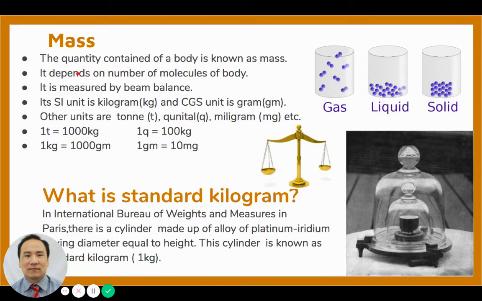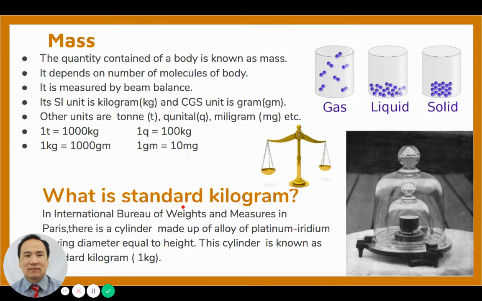And it depends on the number of molecules of the body, because with a changing number of molecules, the mass of the body can be different. And mass is measured by beam balance, or we can also call it physical balance. SI unit of mass is kilogram and CGS unit is gram. Other units of mass are ton, quintal, milligram, etc. And the relations you can see: 1 ton is 1000 kg, 1 quintal means 100 kg, 1 kg means 1000 gram, and 1 gram means 1000 milligram.